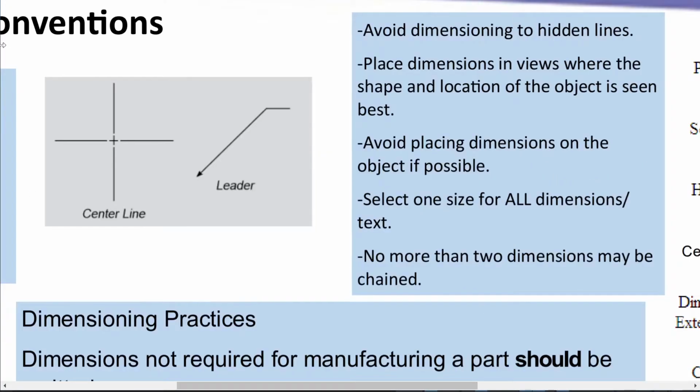Okay, what are their other clues? They say avoid dimensioning hidden detail. That's fine. Place dimensions where the shape is seen best. Avoid dimensioning on the object. Select one size. Yeah, no more than 2 can be chained. Yeah. Well, you know how I feel about that rule.